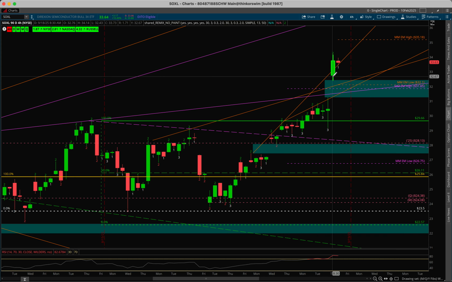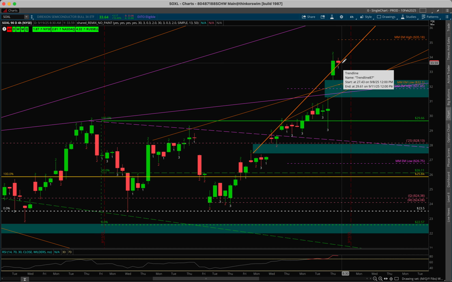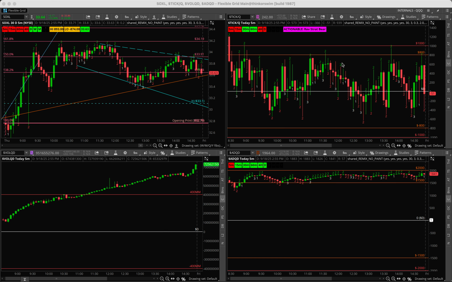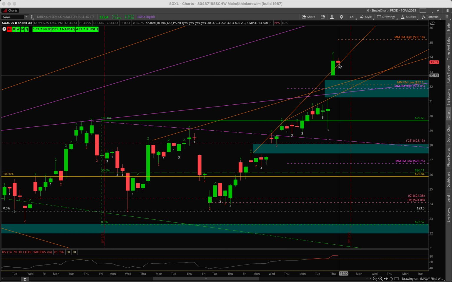So we did want to watch for that, but going back to the internals, you can see they were on fire. Vol QD by 10:30, 11 o'clock was in trend higher zone. The tick opened in trend higher zone and stayed above the 0 line basically all day. 80 QD opened up in trend higher zone, so there was no real reason to think that we're going to actually get the 3, 2 up, 2 down.